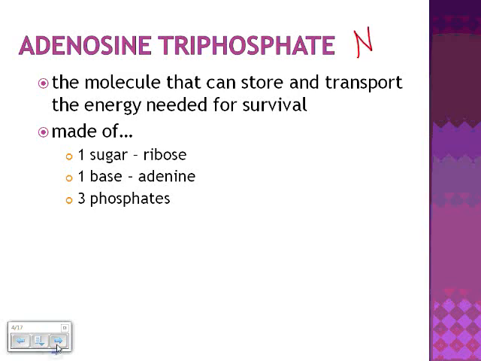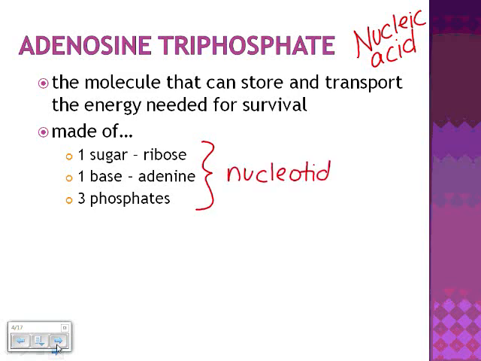Whenever we talked about the particular type of organic compound that ATP is, ATP is a nucleic acid, which therefore means that what it's made of is a nucleotide, a sugar, phosphate, base, joined together. In this case, though, it's three phosphates.